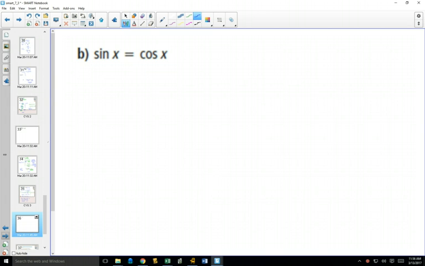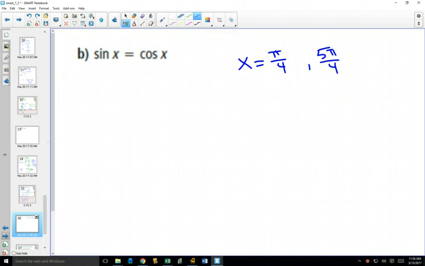Here's one you could just look at and think of your unit circle. If you just looked at this one, thought of your unit circle, you might be able to say, I know that at pi over 4, they're both root 2 over 2. And I know at 5 pi over 4, they're both negative root 2 over 2. So this could be one you just look at and solve.